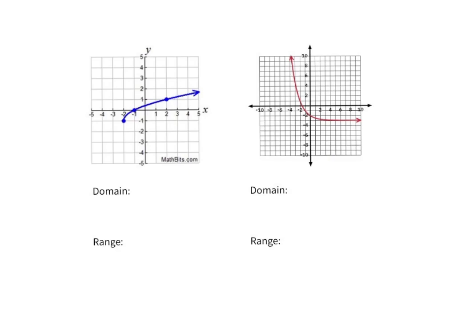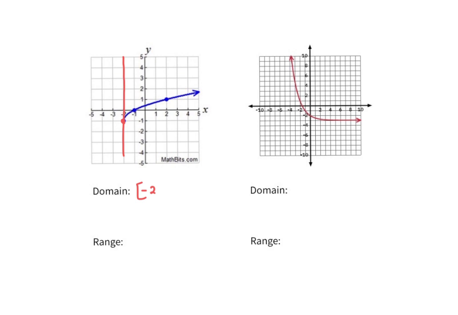All right, let's take a look at a couple more examples. Okay, so this example on the left. So domain, we're going to look at how far left our graph goes, which is going to be at this point. And that's at -2. And since our graph does hit it at -2, we're going to use a bracket.